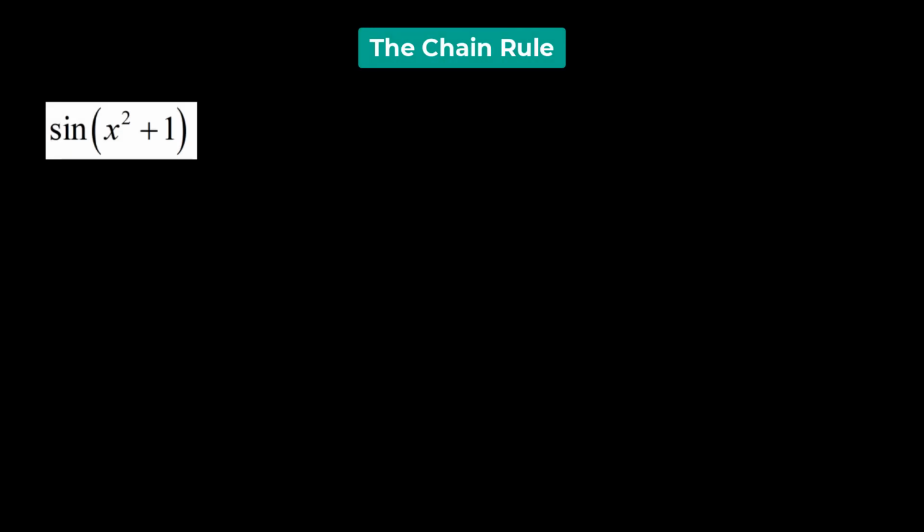So here we have the function sine of x squared plus 1. We need to find its derivative with respect to x. The trick here is we are going to assume that x squared plus 1 is x. This is just an assumption that we are going to imagine that if it were equal to x, then we would have the derivative of sine x would be simply cosine of x.